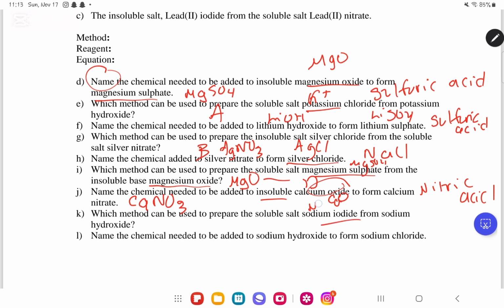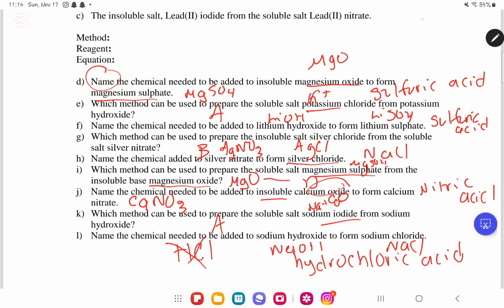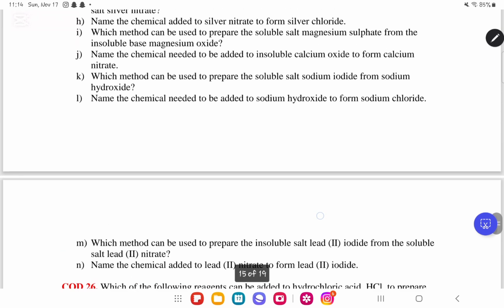Sodium iodide. Directly we have Na+, so we're going to use method A because it's titration. Name the chemical needed to be added to sodium hydroxide to form sodium chloride. Very simply, sodium hydroxide is a base. Sodium chloride is NaCl. If we're going to add to a base, it needs to be an acid. So any acid that has Cl, it is HCl. But I gave the chemical formula. You need to give the name, which is hydrochloric acid.